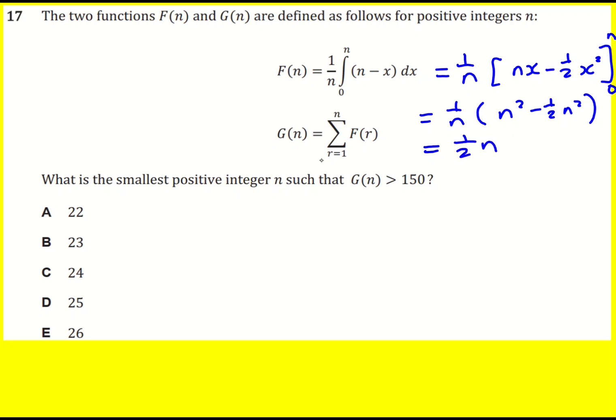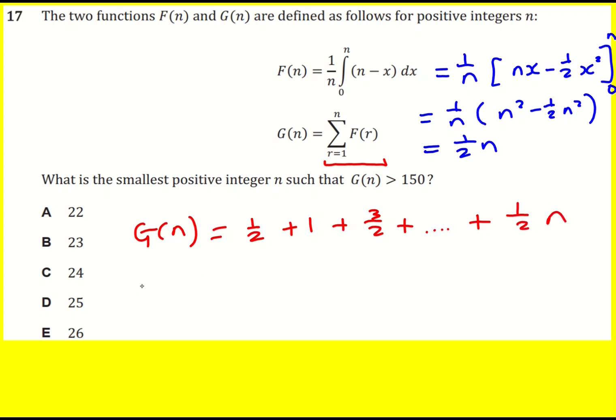And now we've got our g of n, which is this summation here. So g of n, right, when r is 1, I'm just going to get a half. And then when r is 2, I'm going to get 1. And then it'll be 3 over 2. And I'm adding all the way up to the very last term, which will be half n. So this is an arithmetic sequence. A is a half, D is equal to a half, and I've got n terms.